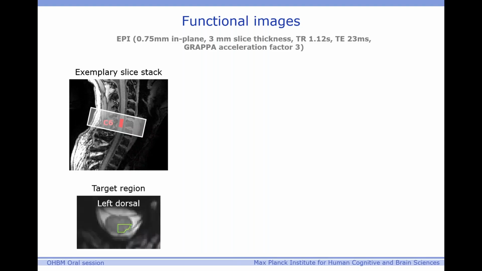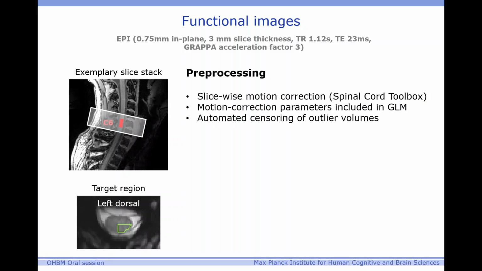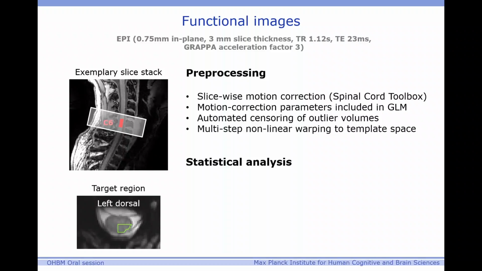And in this exemplary slice, you can see our target region, the left dorsal part of the spinal cord. For preprocessing, we use slice-wise motion correction, which has been developed for the spinal cord. We also include these motion parameters into our models and automatically censor outlier volumes, for example, due to swallowing. We also use multi-step nonlinear warping to a template space. Statistical analysis is pretty straightforward, so FSL FEAT.